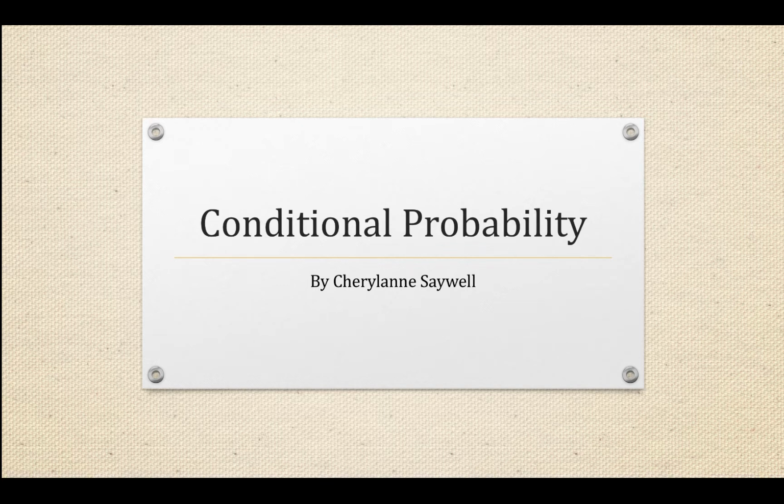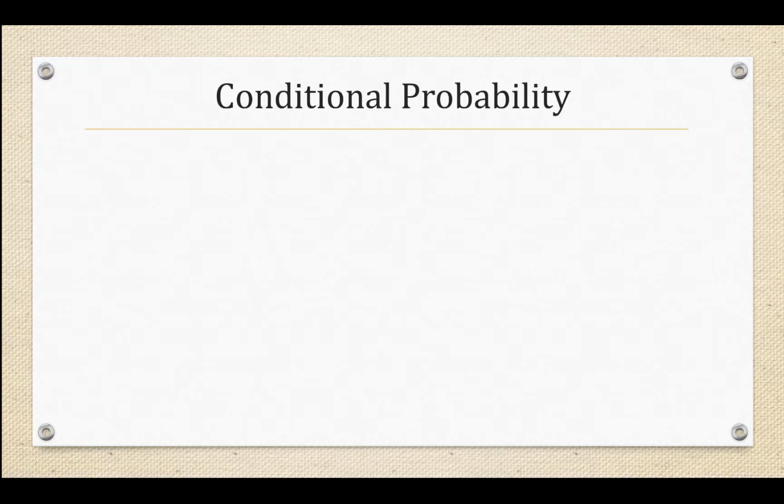In this video, we're looking at conditional probability. So this is probability where some condition or constraint has been placed. I'm going to look initially at what this looks like in a Venn diagram.